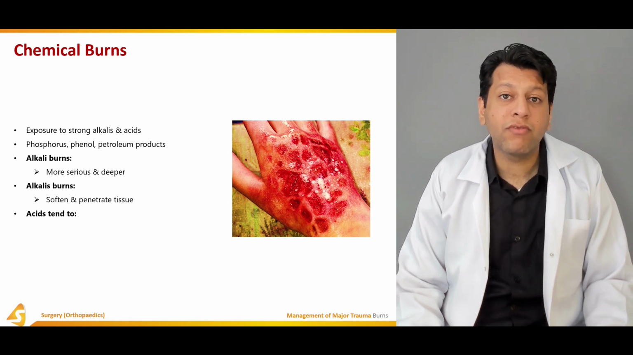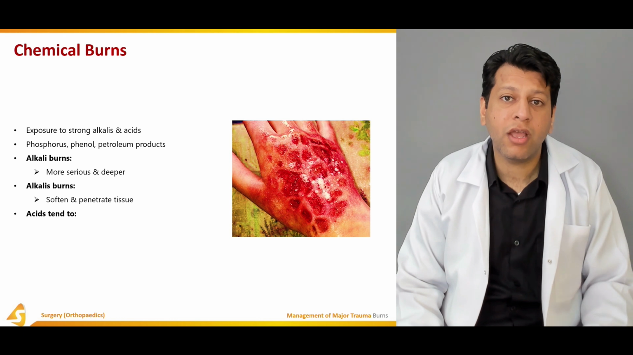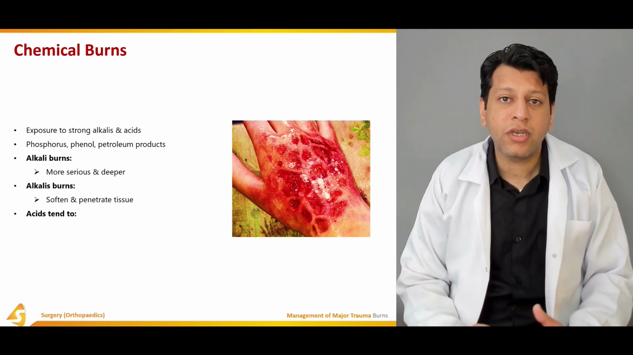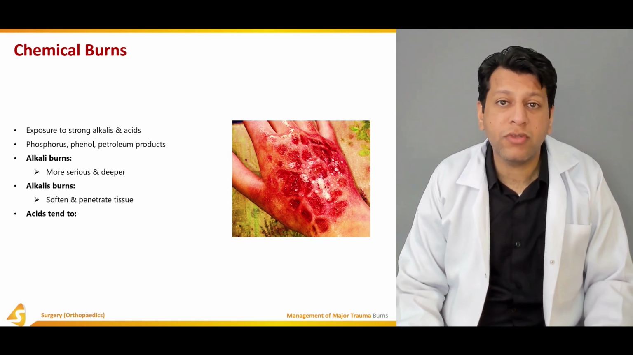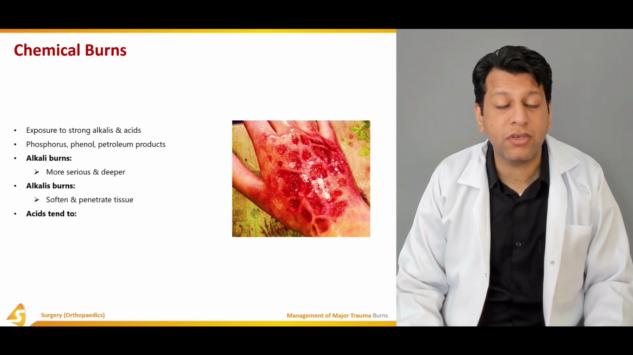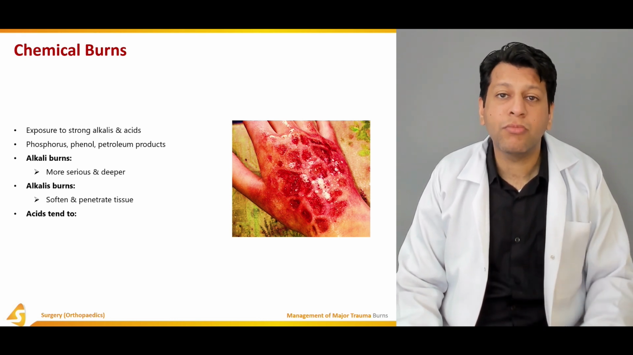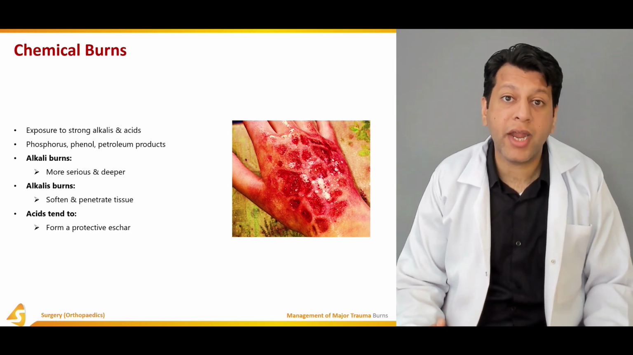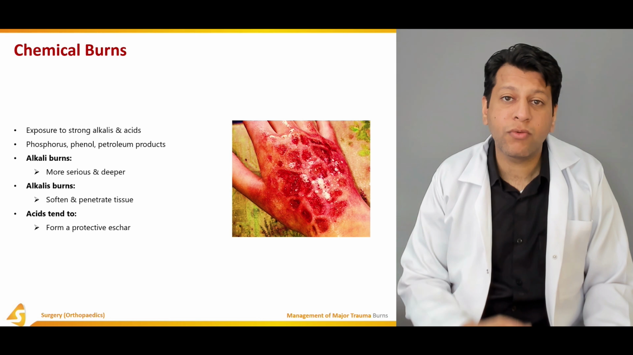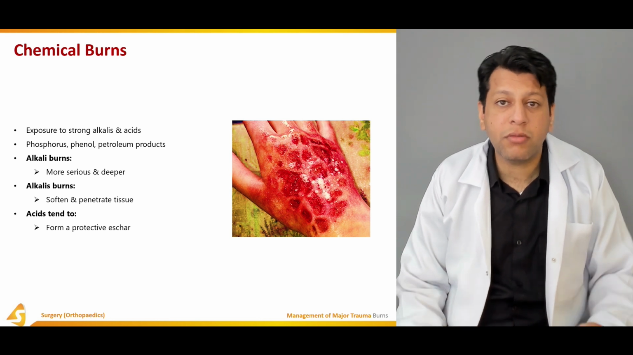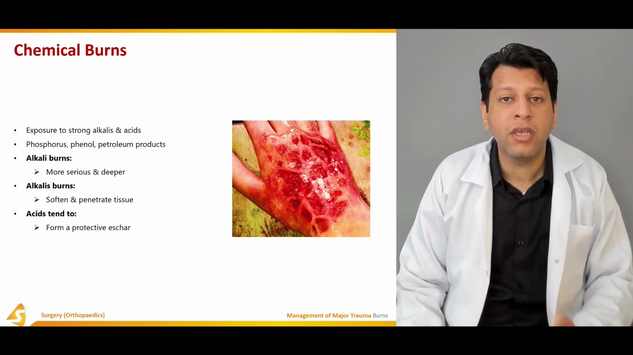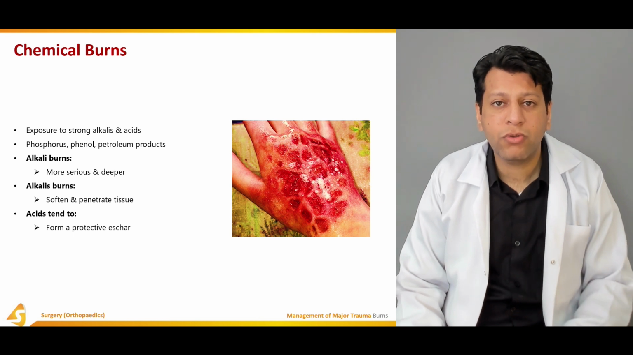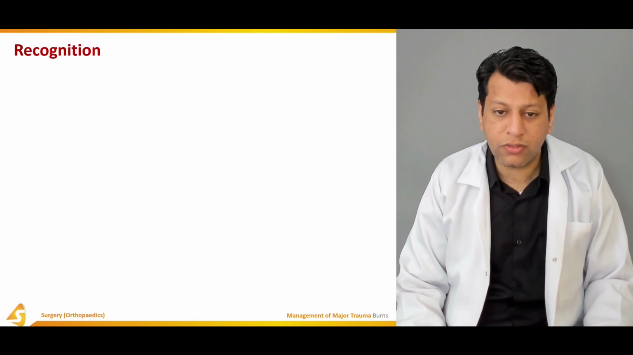And this coagulative necrosis is kind of helpful, because coagulation occurs and there is eschar formation, which is actually a form of protective tissue that is formed and protects the deeper layers. So obviously both are bad, but if we are considering which is more serious, alkali burns are more serious than acid burns, because alkalis cause liquefactive necrosis and acids cause coagulative necrosis.